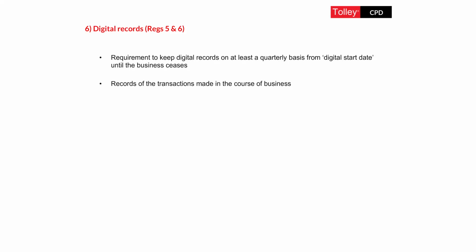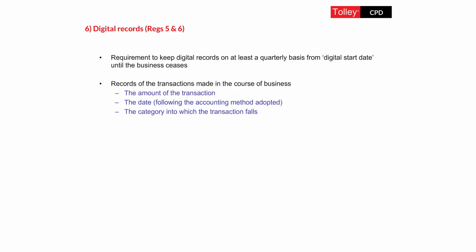The digital records must include records of all of the business transactions, so all the transactions made in the course of business, so receipts and payments and so on. And they need to record 3 data items for each transaction. Firstly, the amount of the transaction. Secondly, the date of the transaction according to the accounting method adopted. So whether you're using cash accounting or accounting under Section 25 of ITTOIA under the full GAAP rules, whichever date is applicable to that. And then finally, the category into which the transaction falls. So the analysis of the transaction.